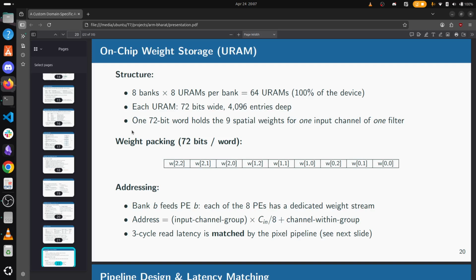So this is the structure of the URAM. You can imagine URAM as a 2D matrix. It has 8 banks, which are 8 rows, and 8 URAMs per bank, so you can imagine 8 URAMs as 8 columns. So we have 8 into 8. Each element is 72 bits wide.